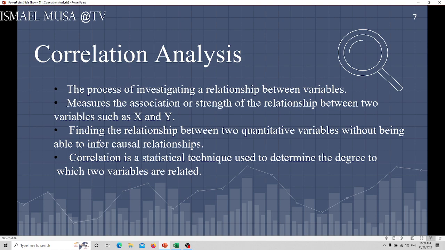Now, if you want to find the relationship between two quantitative variables without being able to infer a causal relationship, take note of that. When we say you do correlational analysis, definitely you don't go into causal relationship. So you cannot establish what is the cause of the dependent variable, what makes the dependent variable underperform. That could not be established by correlational analysis. Correlational analysis can only tell us how one variable is related to another variable. So that's correlation: a technique used to determine the degree to which one variable is related to another variable.